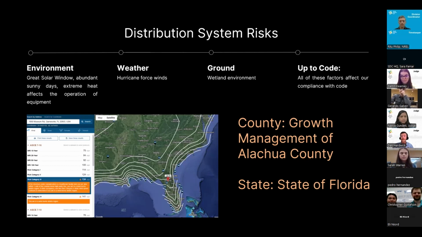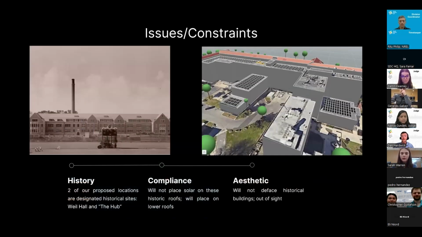Next slide, please. Another issue that we have referenced earlier in this presentation is 2 historical buildings. We have the Weil Hall and the Hub, 2 proposed locations. On the right, you can see a model display of the College of Engineering, or Weil Hall. To be compliant with these historical preservation rules, we will not place them on the actual historic roofs. They will be placed on lower rooftops that were added after the fact. Also, to comply with this, it will not deface historical buildings. They are out of sight.